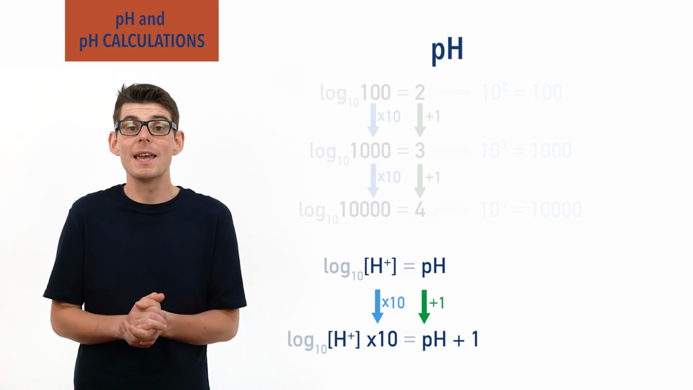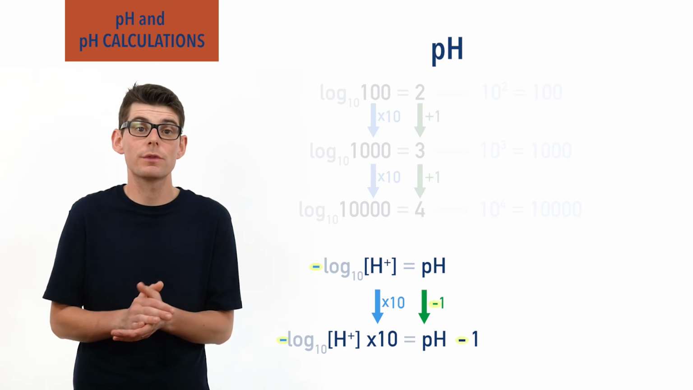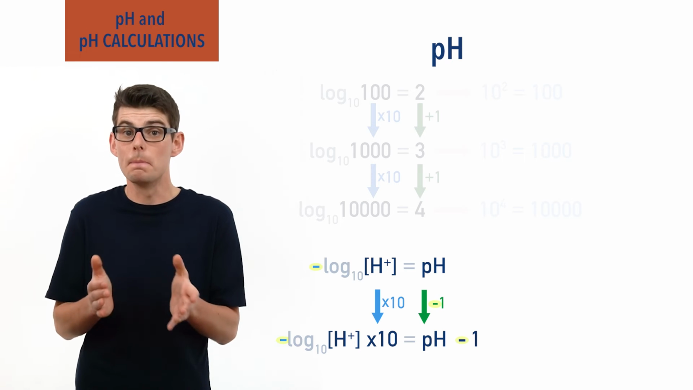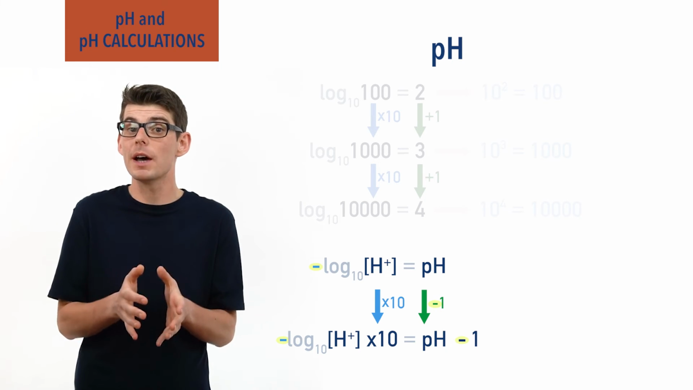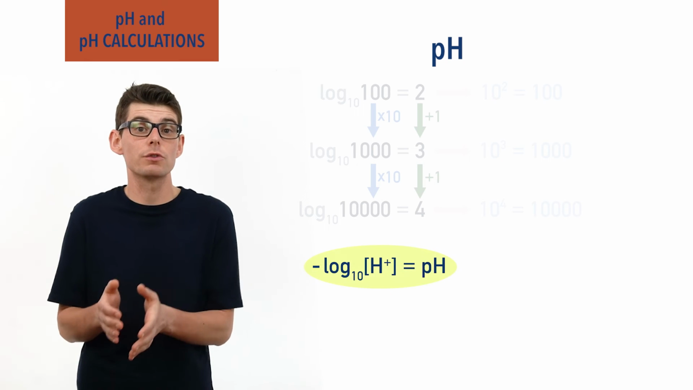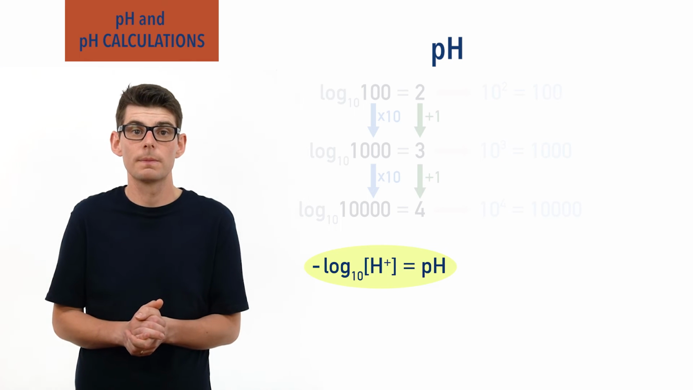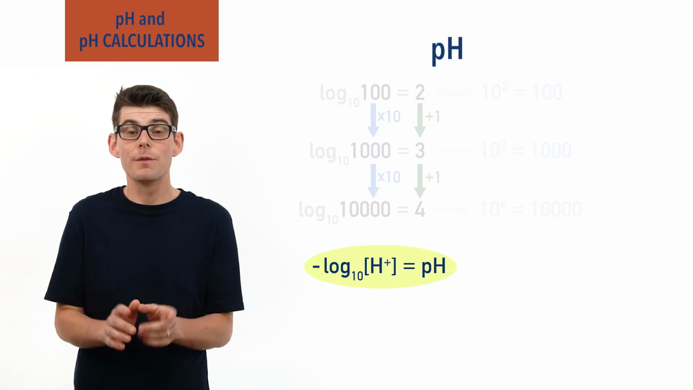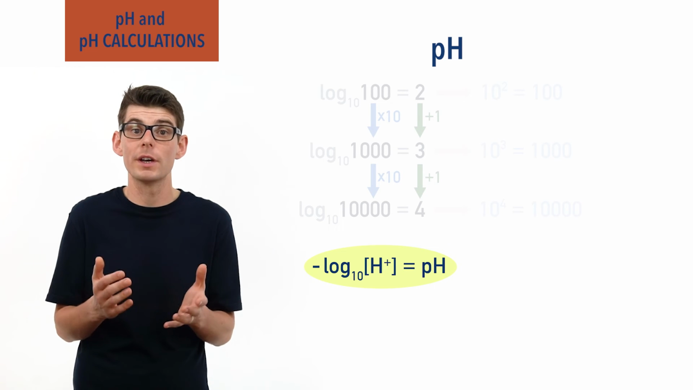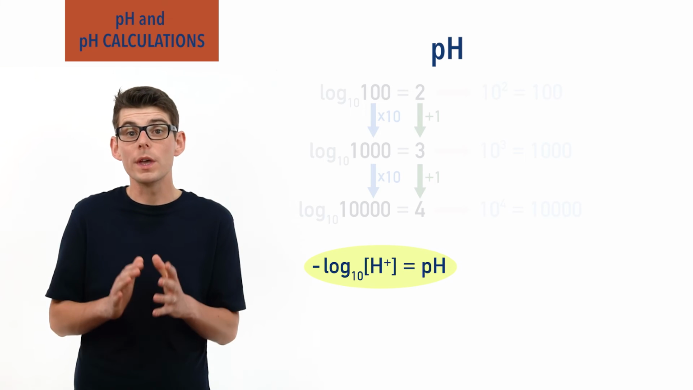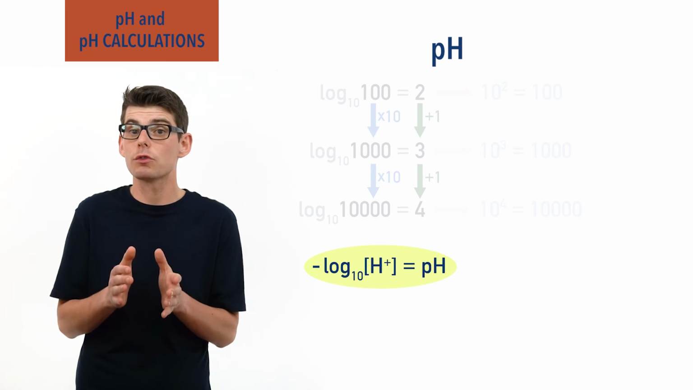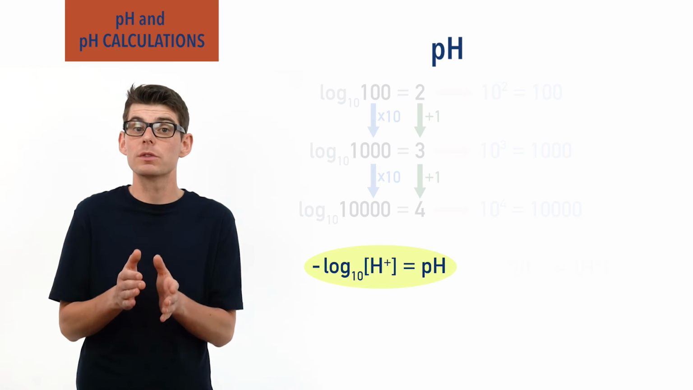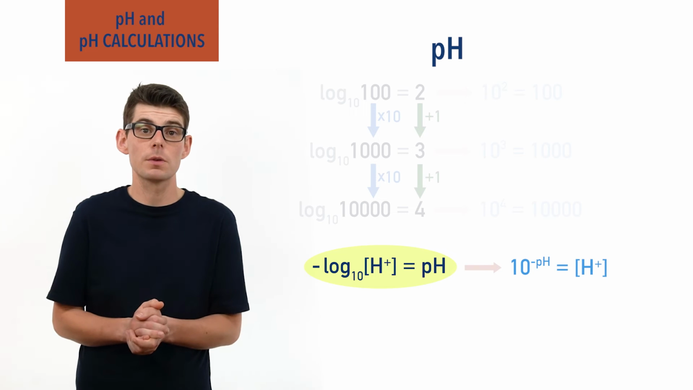As a result, a minus is placed in front of the log 10 function, meaning pH equals minus log to the base 10 concentration of H+ ions. Don't forget, however, that this is just one way of writing out this expression. We could also show it as concentration of H+ ions equals 10 to the minus pH.